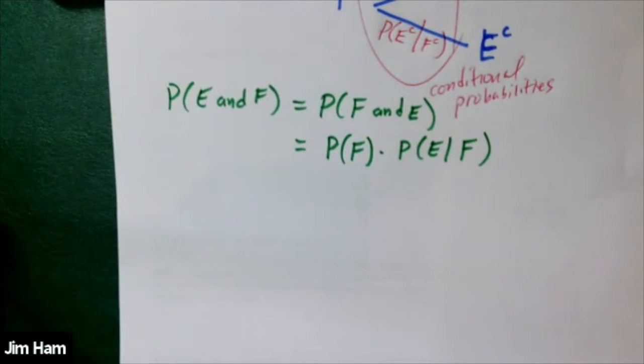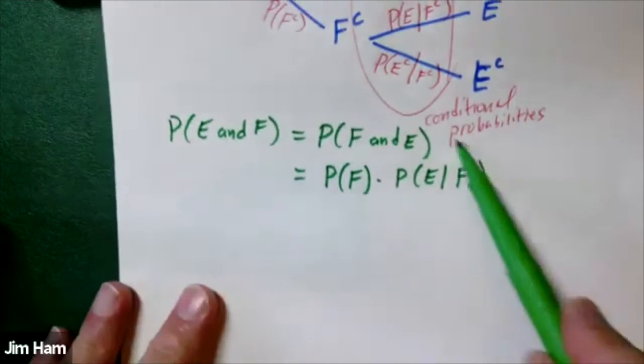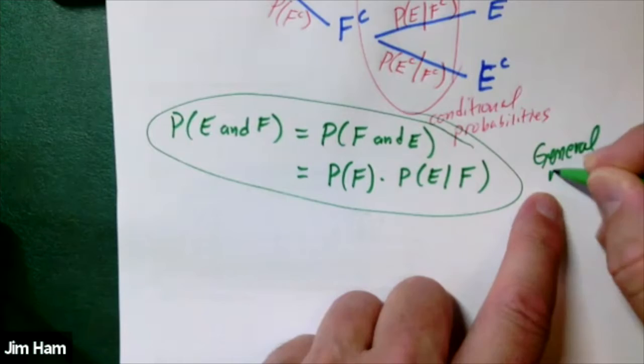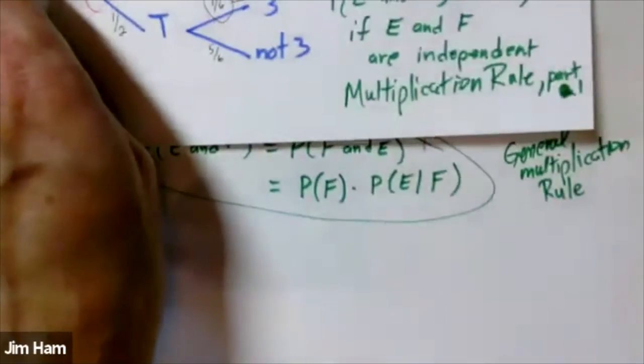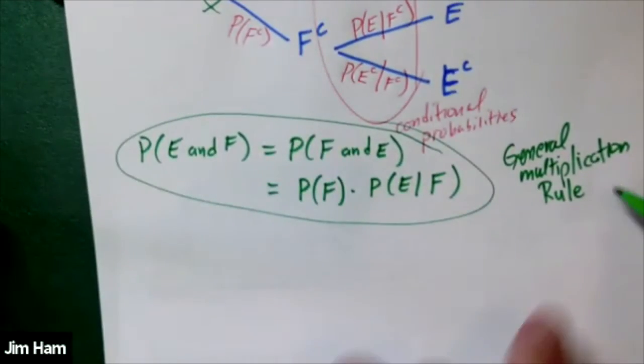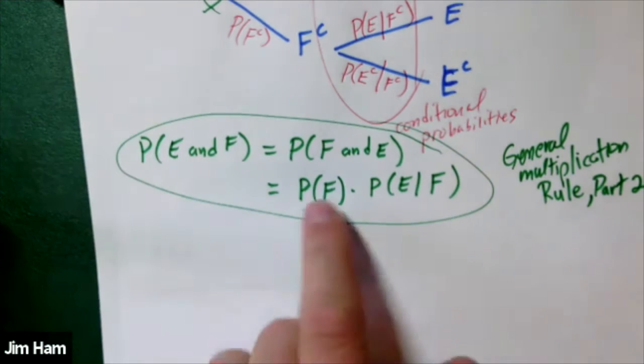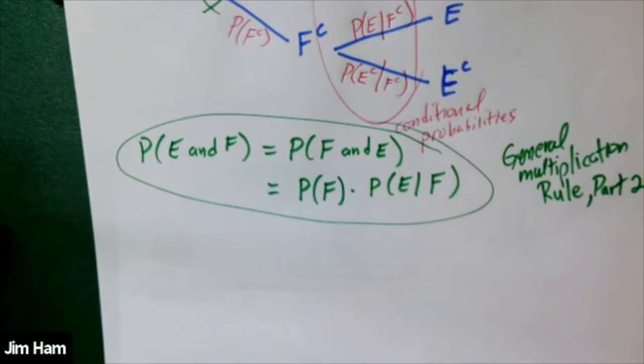There's one other formula I want to give, and it comes from this. This is called the general multiplication rule. Earlier I said multiplication rule part 1, so maybe I'll call this multiplication rule part 2. But the beauty about this part 2 formula is that it works for any two events. And those two probabilities that you multiply together will appear on a tree diagram.